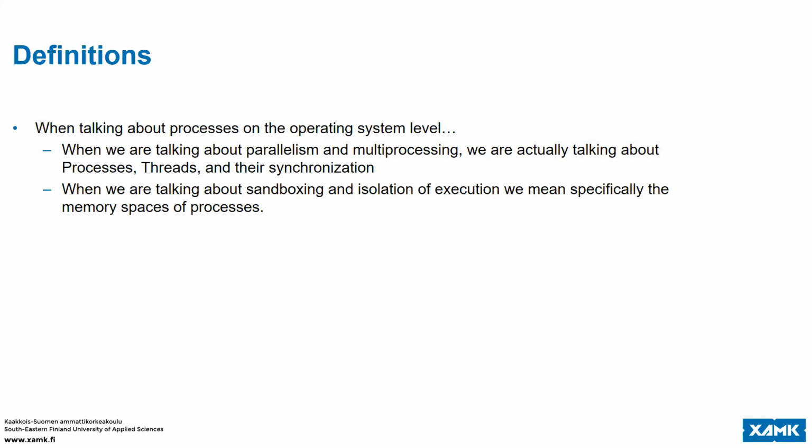Why are these definitions important? Well, usually when we talk about what the operating system does, we often end up talking about processes. And when we talk about parallelism, that is executing programs at the same time, or multiprocessing, what we are actually talking about are processes, threads, and their synchronization: how to make different processes be executed at the same time, and how to synchronize that parallel execution.